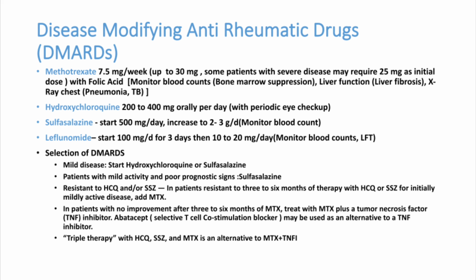After 2-3 weeks, if the patient improves, it can be reduced to 20 milligram, 15 milligram, 10 milligram, but the minimal dose is 7.5 milligram per week. That should be continued. Other drugs also can be tapered down. If the patient is symptomatically improving, we can taper down the therapy. If the patient is not improving, add another drug.